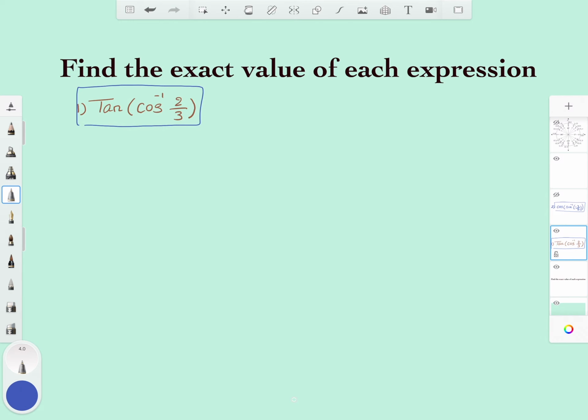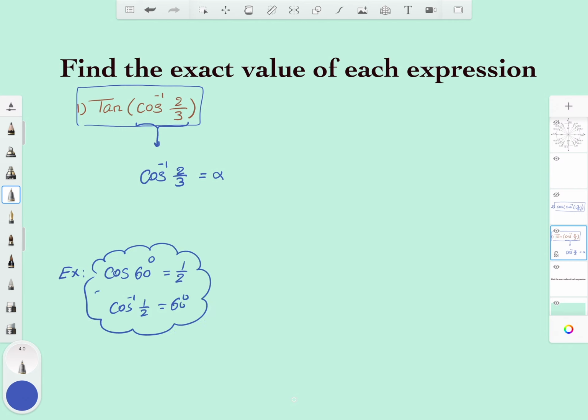So the first step is we start from the parenthesis. We know the inverse function, like cosine inverse of 2 over 3, the output of the inverse is an alpha, or the angle. For example, cosine of 60 degrees equals 1/2, then cosine inverse of 1/2 is 60 degrees. So we know what this inverse does.